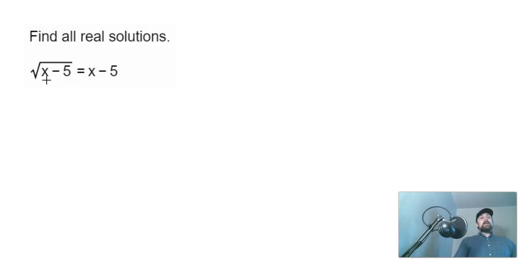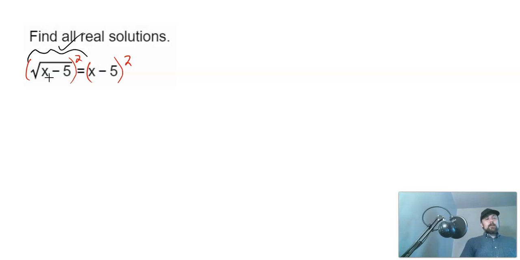The first step is to get the square root by itself, which for this problem is already the case. And just like we talked about in the last problem, square roots cancel out with powers of 2. So we already have a square root here. If I want to get rid of that square root, which I need to do if I'm trying to solve for x, I'll raise it to the second power. Powers of 2 cancel out square roots. If I do that to the left-hand side, I have to do the same thing to the right-hand side.